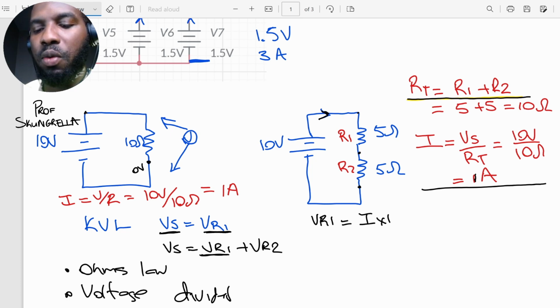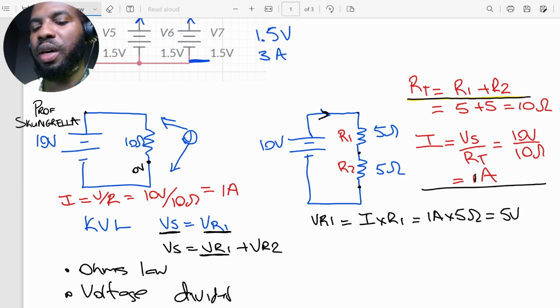I times R1, and so that gives us 1 ampere times 5 ohms, which will give us 5 volts, right? So this is the first way we can find voltage drops, by applying Ohm's law to the resistor. The second way we can find the voltage drop is by using the voltage divider equation.